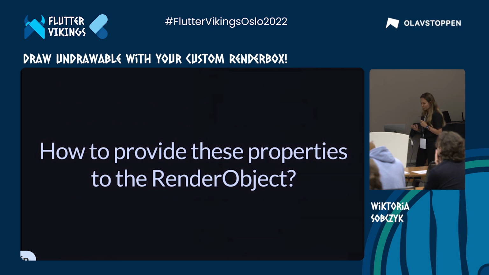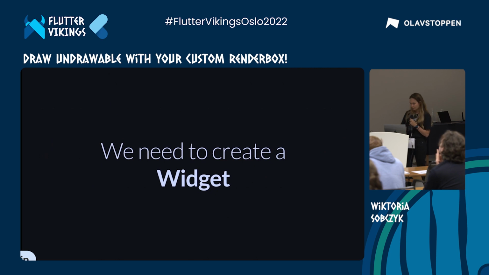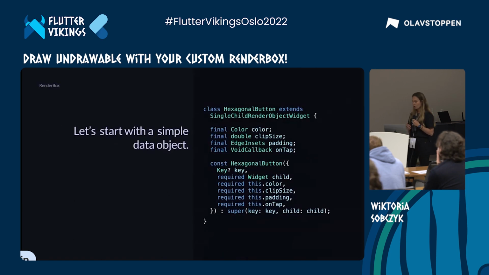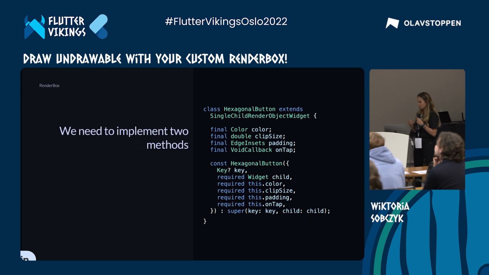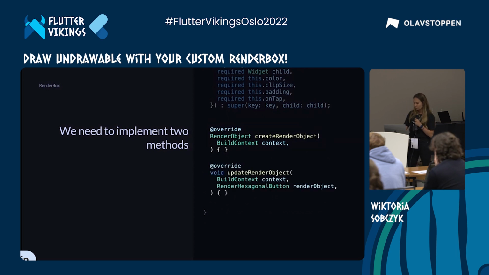So how do we provide these properties to our render object? We need to create a widget. Okay, so as we can see, we have our hexagonal button. We chose single child render object widget, and we have similar parameters to those in our stateless or stateful widget. We define it in a typical way. And we also need to implement two methods, for creating and updating our render object.